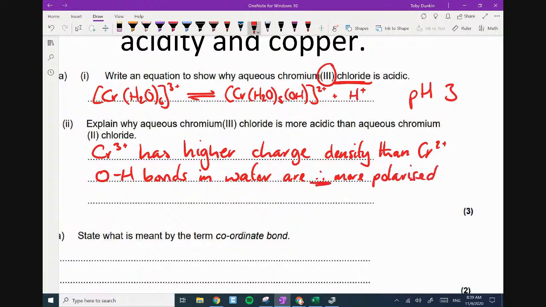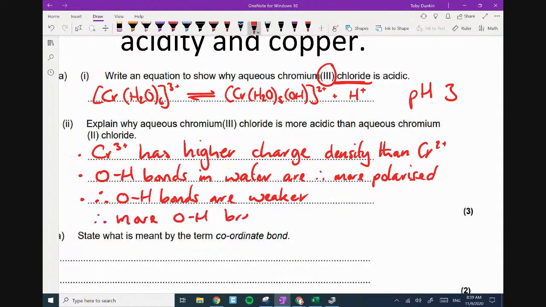I'm not allowed to do that in my exam. I would write the actual word in my exam. Therefore more polarized. And then I say therefore, third bullet point, more OH bonds. Oh, OH bonds are weaker. I'm going to change that. If they're more polarized, then the OH bonds are weaker. If you ever say that they're more polarized, you should always link that to the weakness of the bonds. OH bonds are weaker, therefore more OH bonds break. More H+. More H+ ions. We're done.